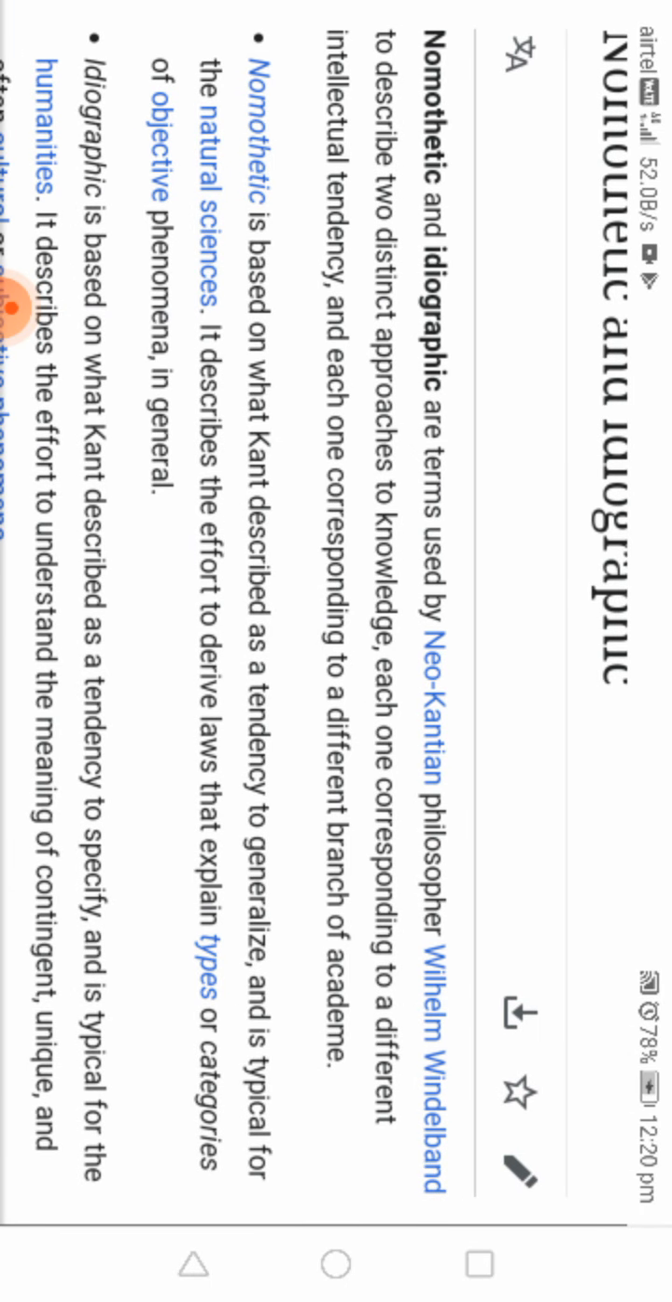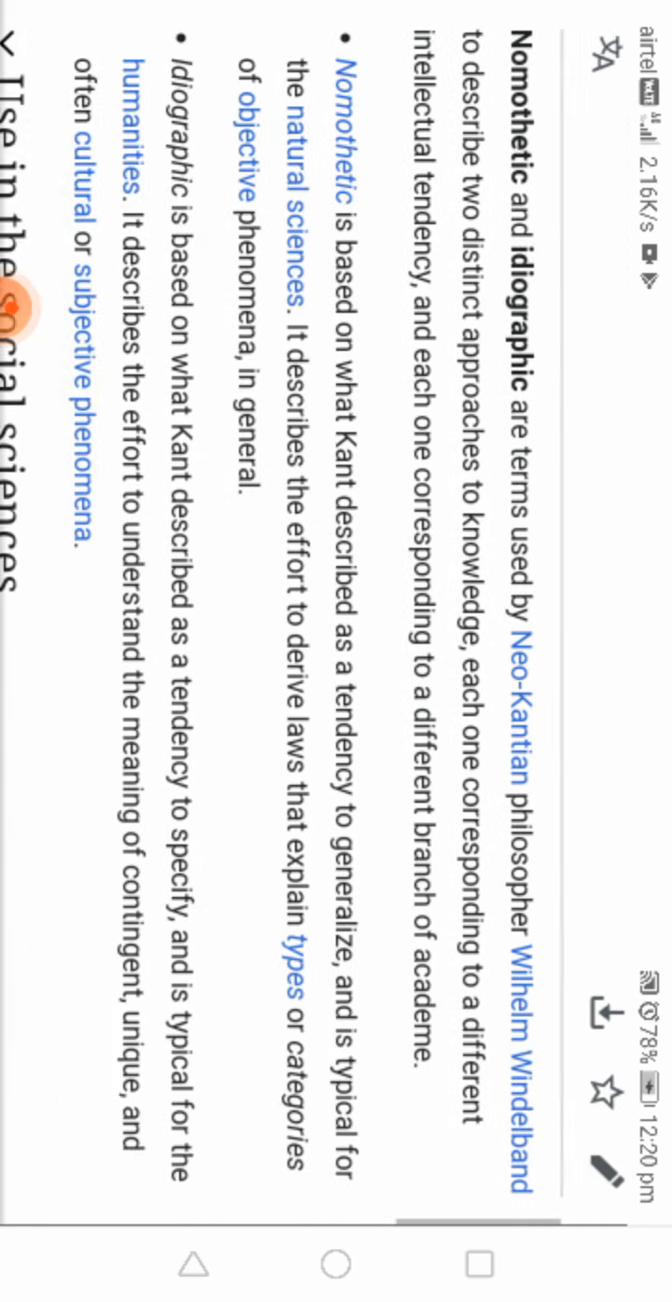Nomothetic and ideographic are terms used by neo-Kantian philosopher Wilhelm Windelband to describe two distinct approaches to knowledge, each one corresponding to a different intellectual tendency and a different branch of academe. Nomothetic is based on what Kant described as a tendency to generalize and is typically for natural sciences. It describes the effort to derive laws that explain types or categories of objective phenomena in general.